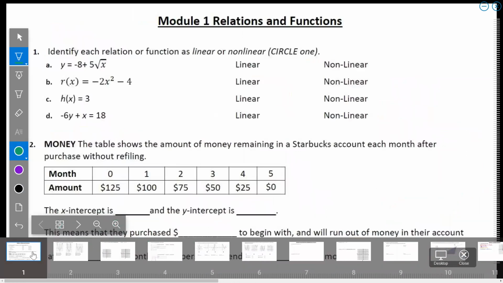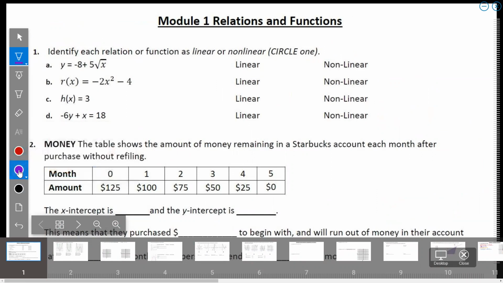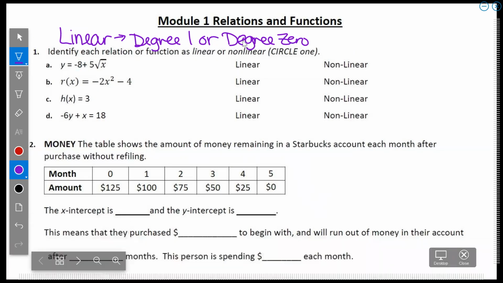So all the way back to the beginning. These guys right here, we're supposed to identify as linear or non-linear. So they are linear if they are degree 1 or degree 0. If they have radicals, if they have a degree bigger than 1 or smaller than 1 but not 0, then it is not linear.